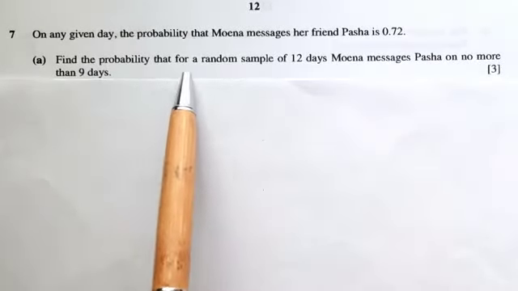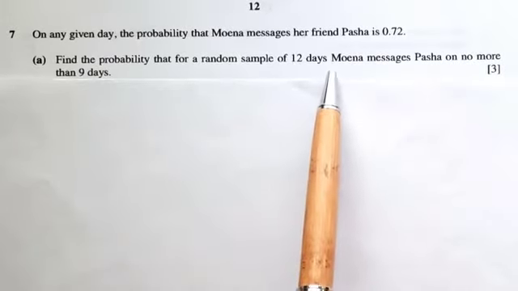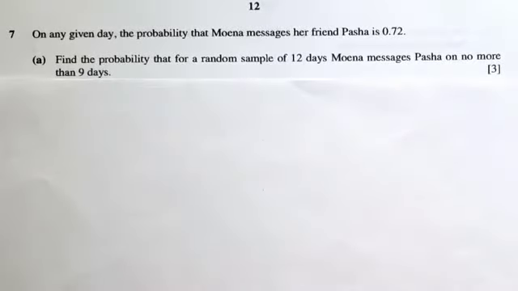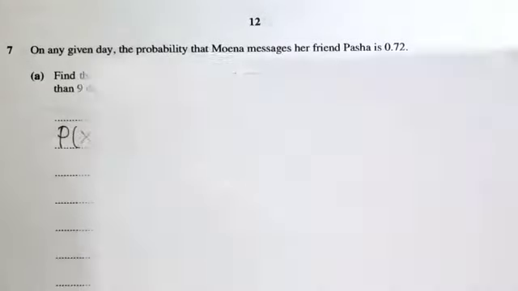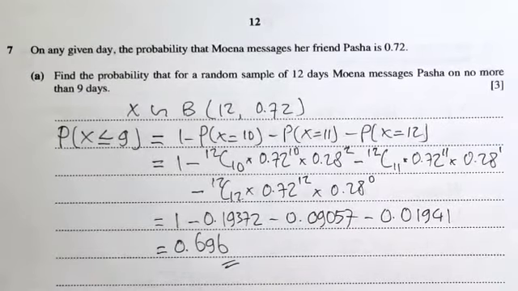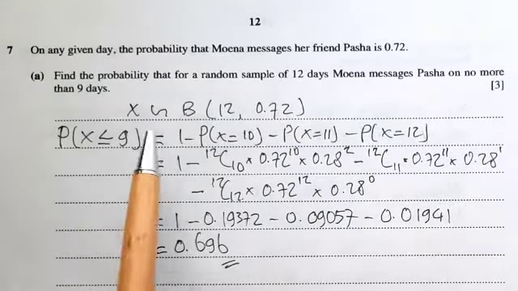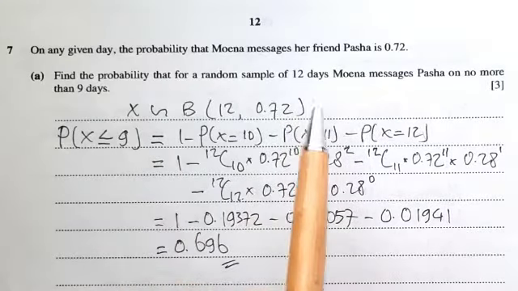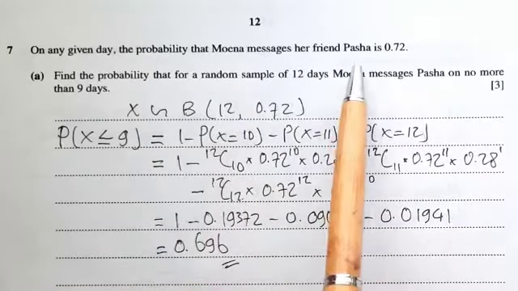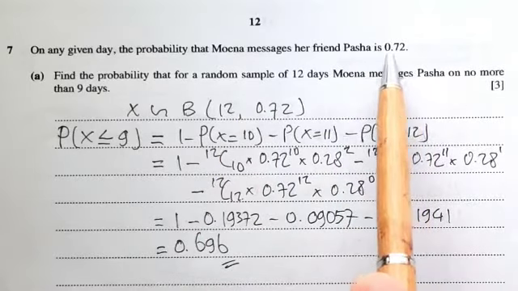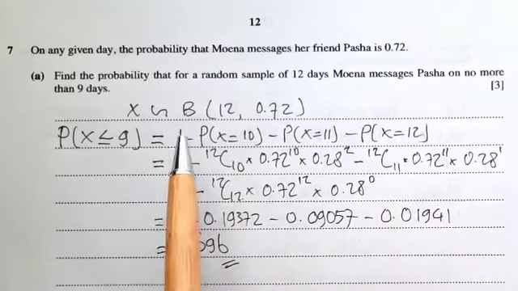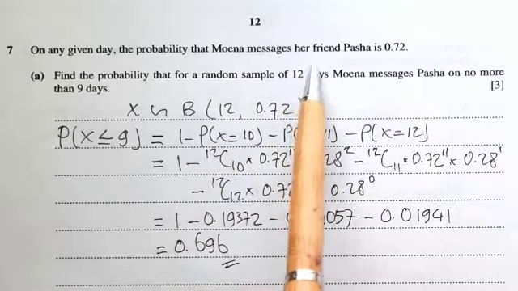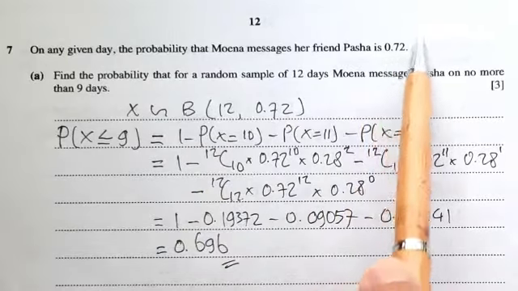Find the probability that for a random sample of 12 days, Mona messages Pasha on no more than 9 days. Here the random variable X is binomially distributed, where X is the number of days, and the probability of success is p = 0.72. The parameters of the binomial distribution are n = 12, that is 12 days, and p, the probability of success, is 0.72.